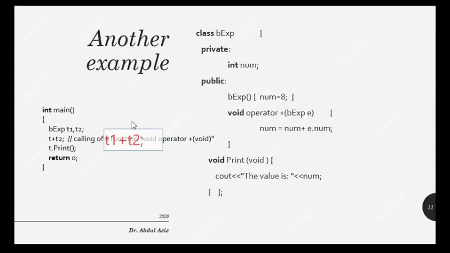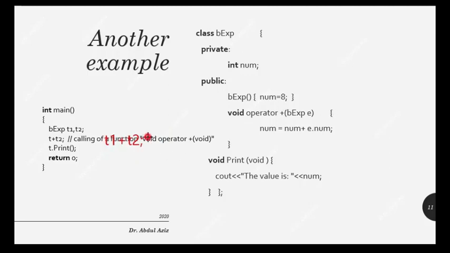When I call this, the function will be called. This t1 is passed implicitly because this plus operator is being called with the reference of t1, so the t1 is available. We can also use this dot num to access the local variable of t1, and t2 similarly is passed as an argument. So this t2 has been passed to this function, and it will be held using local variable, that is e.